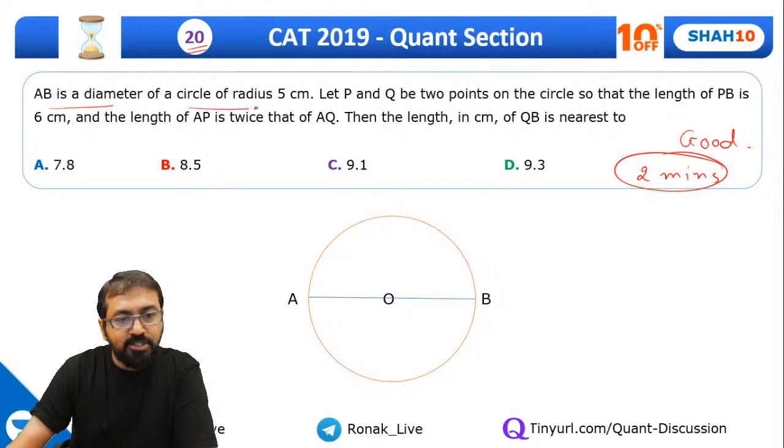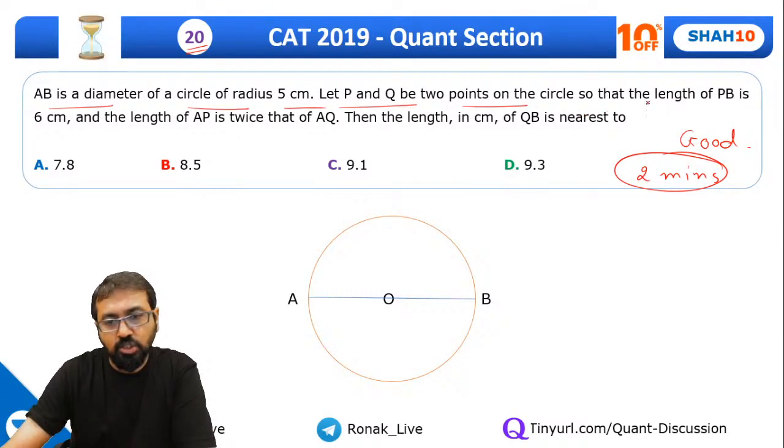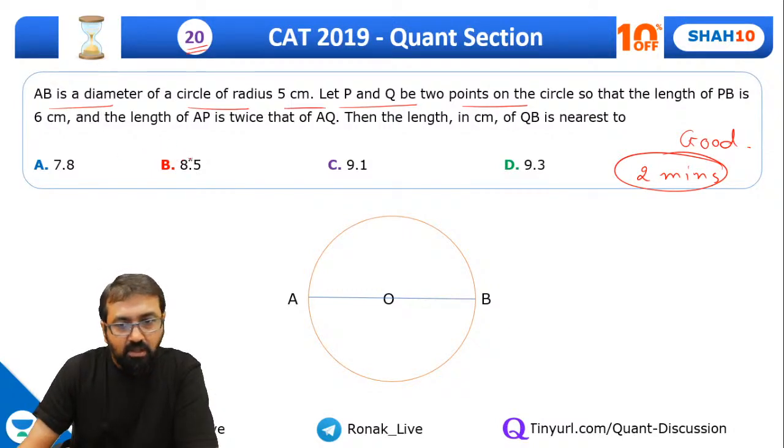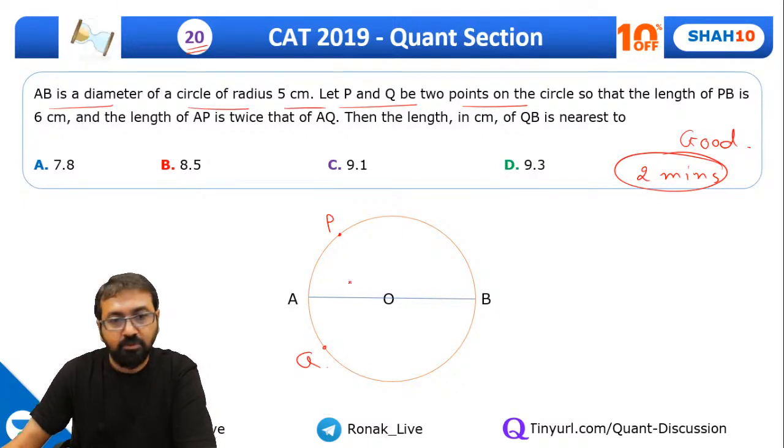AB is the diameter of a circle of radius 5 centimeters. Let P and Q be 2 points on the circle so that the length PB is 6 centimeters and AP is twice AQ. Okay, so I can take 2 points over here, or I can take 2 points over here. So let me take P over here, Q over here. Doesn't matter, right?